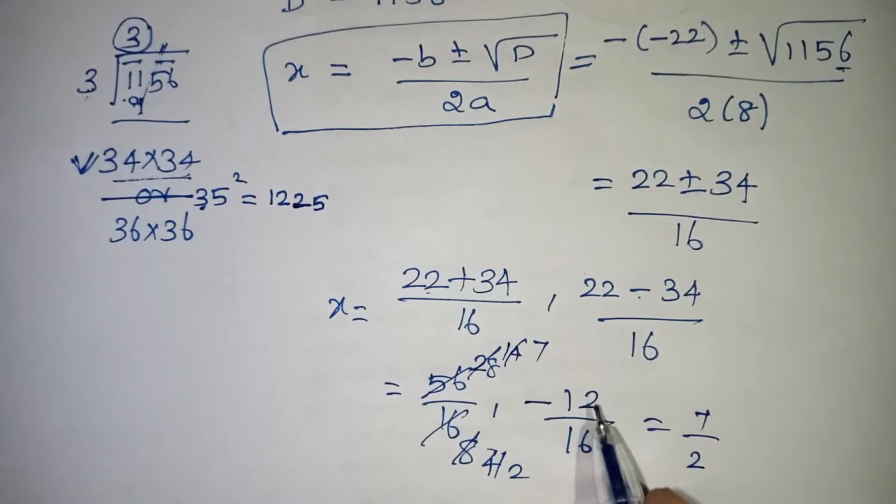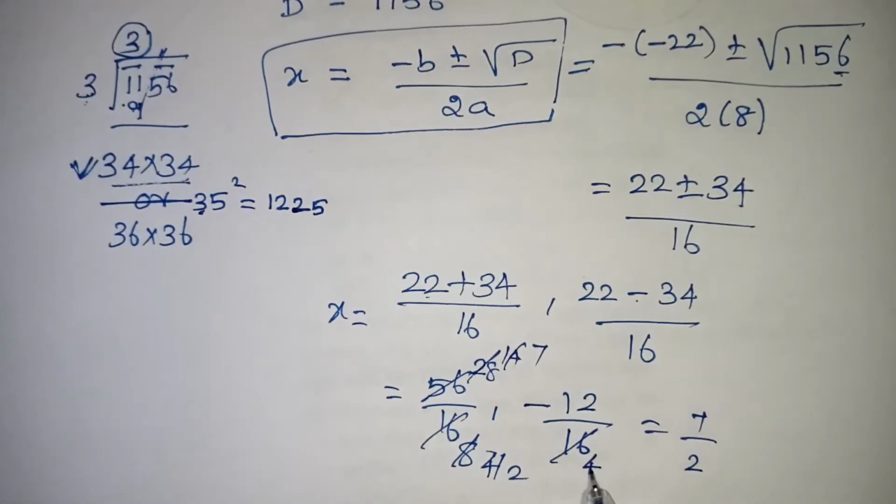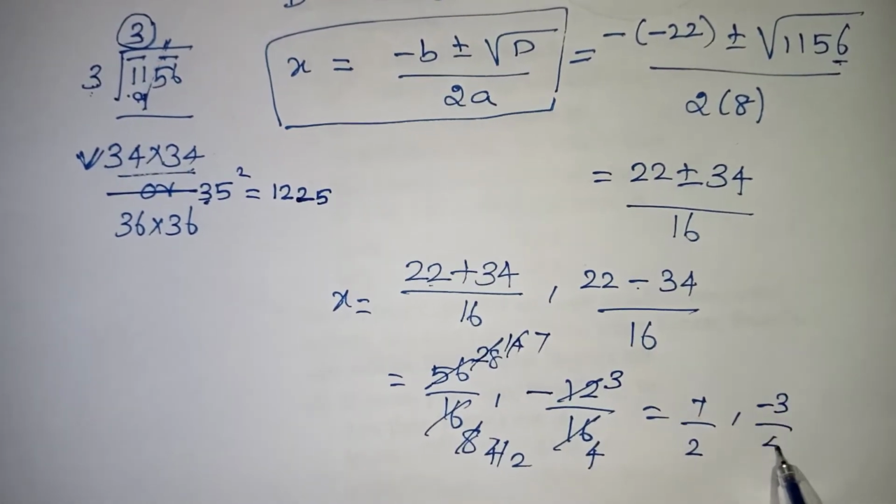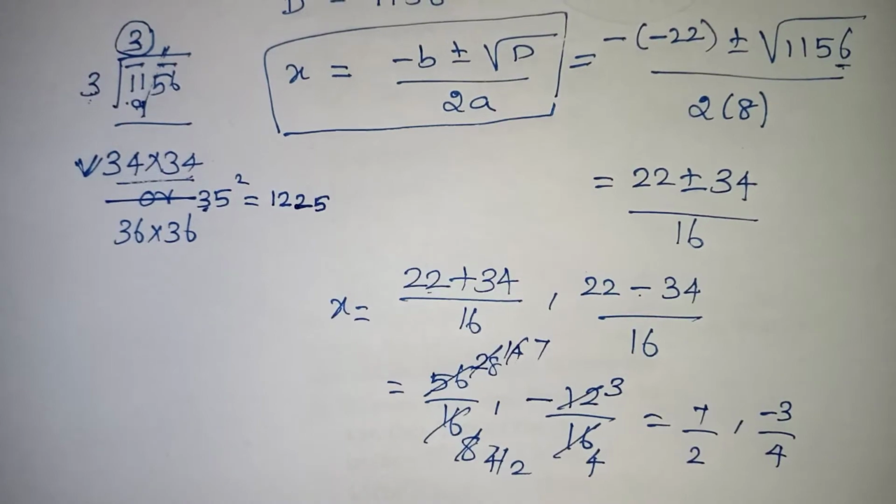So one value is 7 by 2. Another value, in the 4 table we can cancel: 4 4s are 16, 4 3s are 12. So minus 3 by 4. So 7 by 2 comma minus 3 by 4 is your correct answer.